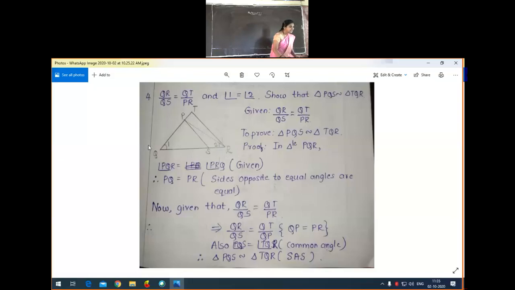Then, can we use any triangle property here? These two angles are equal in this triangle. Is it an isosceles triangle? Sides opposite to equal angles are equal. Yes, PQ is equal to PR. Sides opposite to equal angles are equal. PQ is equal to PR.